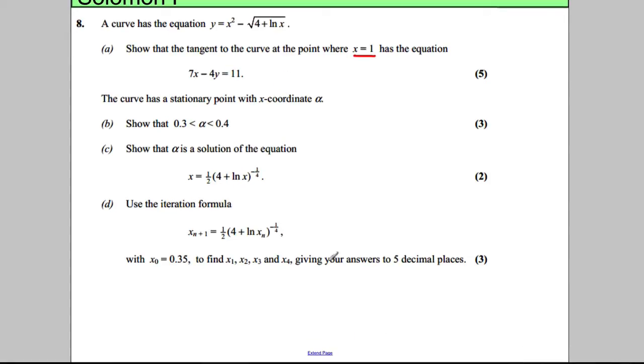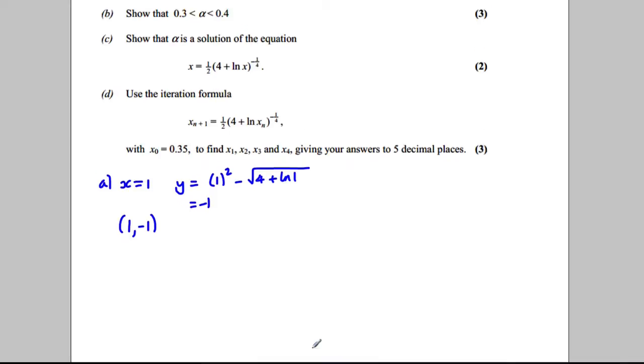So the first thing we're going to need is a pair of coordinates. We've got when x is 1, so I'd always get the easy mark for part A. When x is equal to 1, y would be equal to 1 squared, subtract the square root of 4, add the natural logarithm of 1. Now the natural logarithm of 1 is 0, so this is just square root 4, which is 2, and 1 take away 2 is negative 1. So our coordinates are 1, negative 1. Get yourself the easy mark.